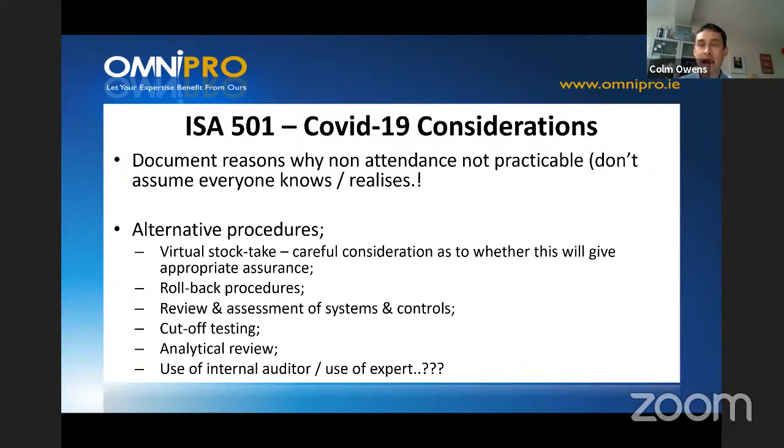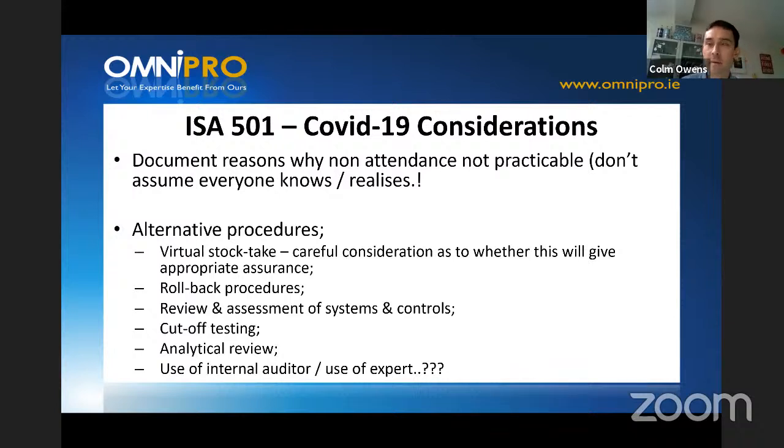The issue over not attending a stock take because it's not practical was always there, and there would always have been issues from time to time coming up. But you need to document why you can't. You can't just say I'm not going and put your hands up. It has to be some issues, and then you've got to put in your alternative procedures. Their paper and our consideration came all down to here: can you do a virtual stock take? Can you do rollback procedures? Review and assessment of systems and controls.